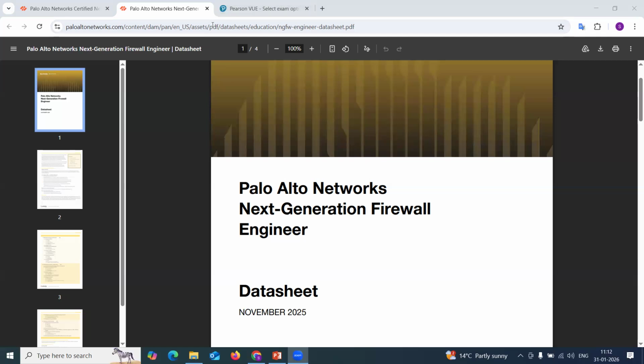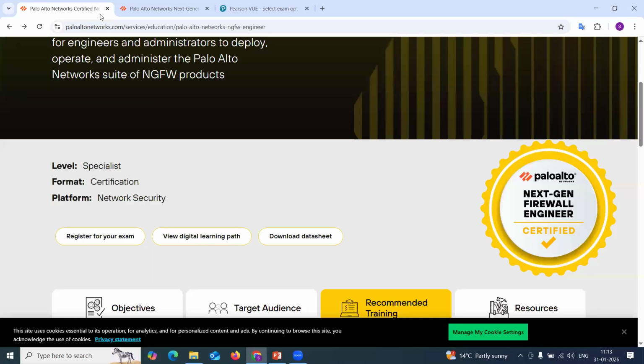And guys, your certification will be valid for 2 years if you write the exam. When you write the certification, it will be valid for 2 years. For firewall, you have to write only one certification as of now. You don't have to go for any other certifications. So this was a complete understanding about certification.